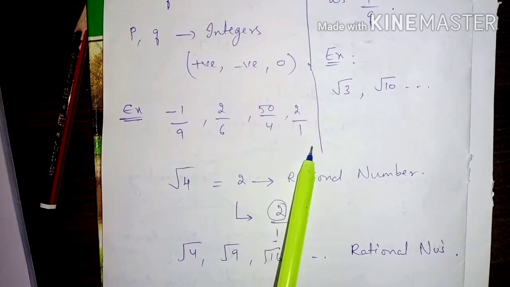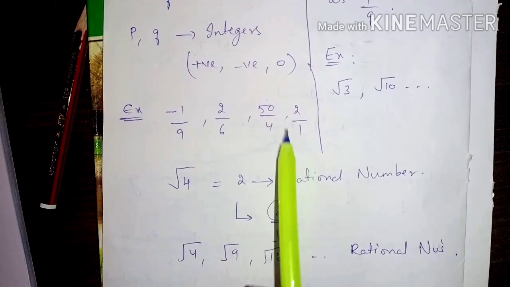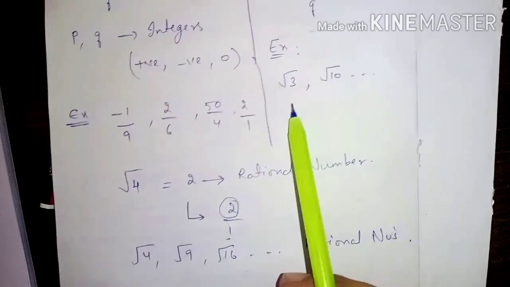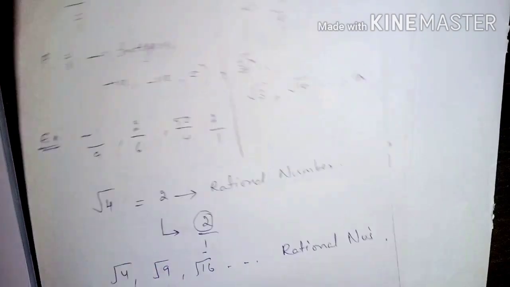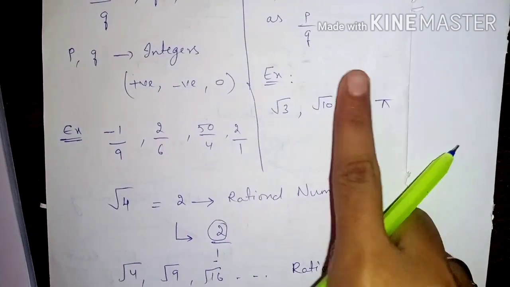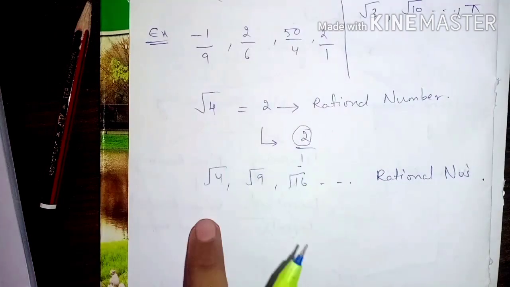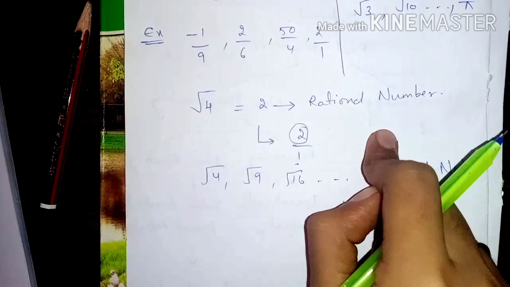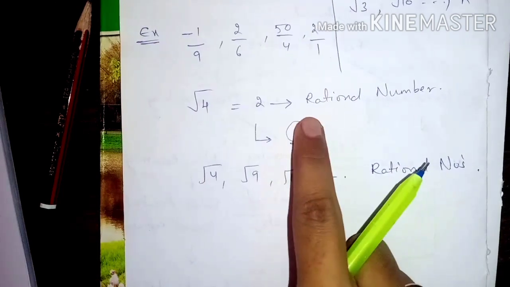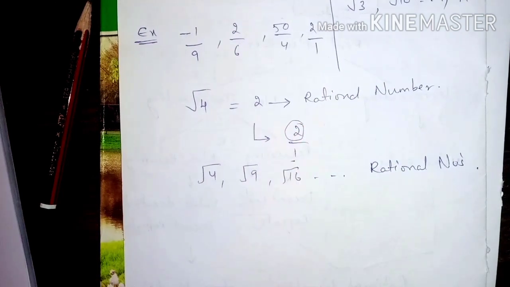Examples are minus 1 by 9, 2 by 6. So any 2 integers when divided could be treated as rational numbers, and root values, and even pi, are irrational numbers. So these root values are all irrational numbers. Root 4 or root 9, which have a particular value, could be treated as rational numbers because they can be written as that value by 1.